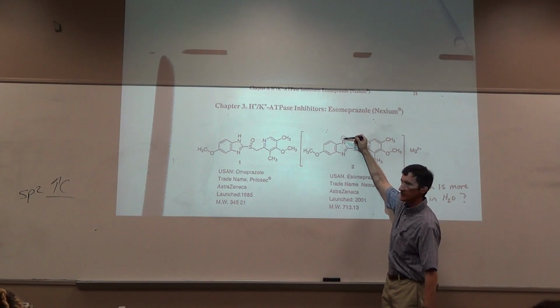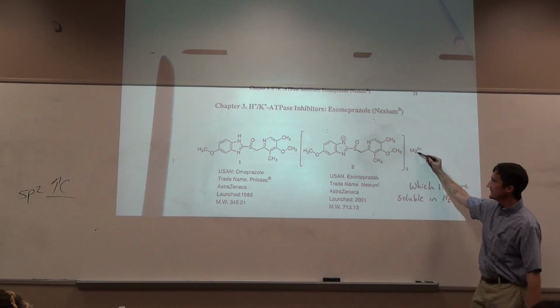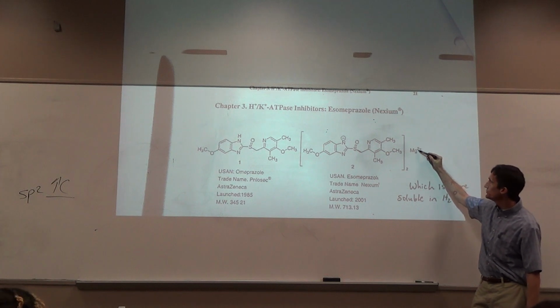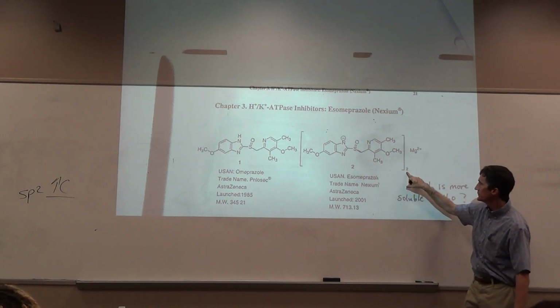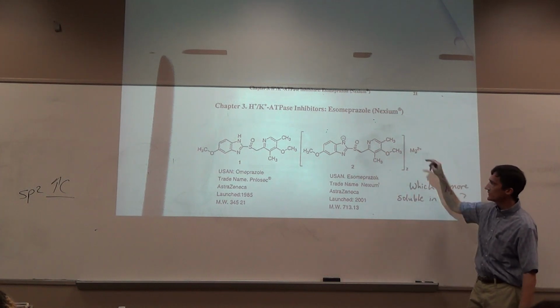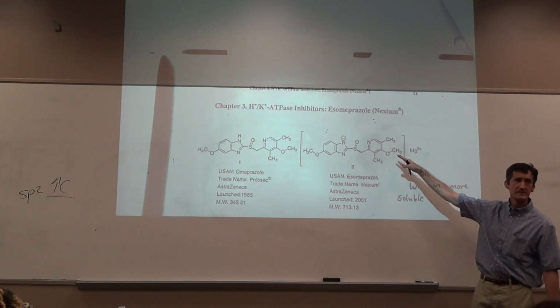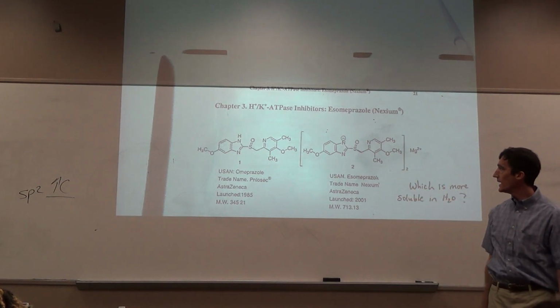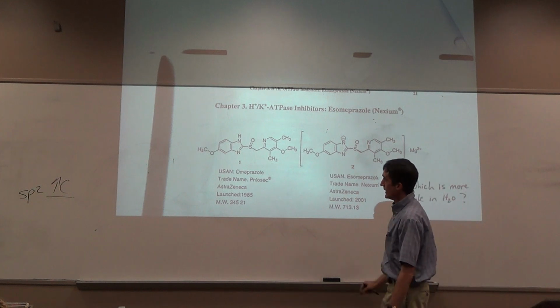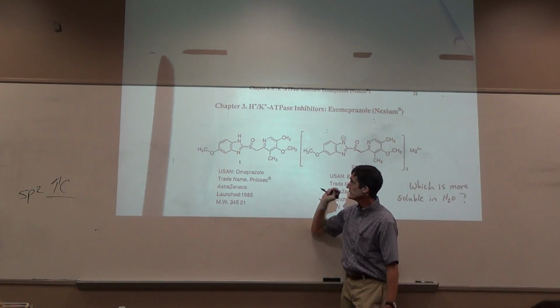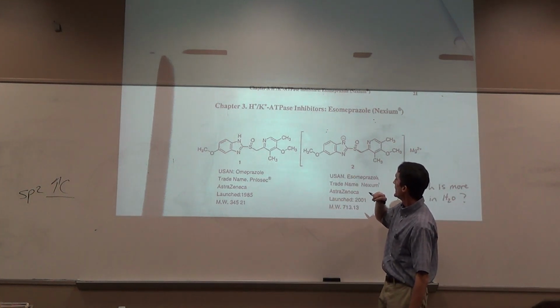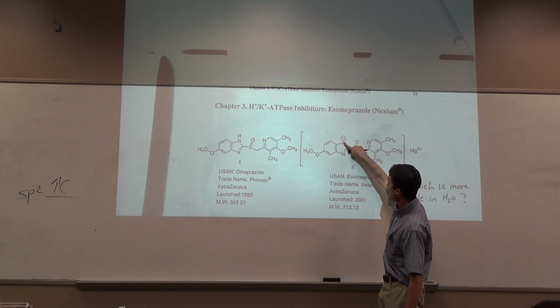And since we got a minus, you have to have a plus. The plus is magnesium. Now, since that's 2 plus, you have to have 2 of these, so that's why that's in brackets: 2 of the molecules to go with 1 magnesium. It's just a magnesium salt. That's the only difference.